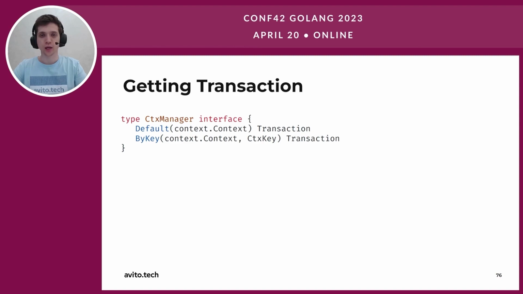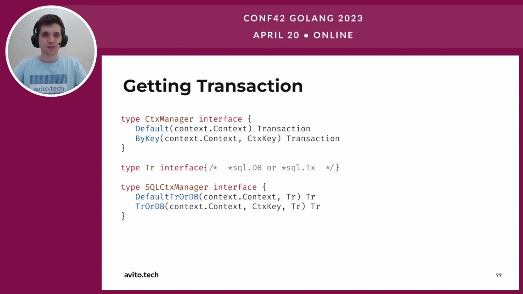Also, when we create the context manager, we set the default key to have the ability to change the key without changing code in the repository. However, we should cast the transaction to the transaction structure of the database to work with it, and casting is not safe. We can create an interface for each database to skip casting in the repository.